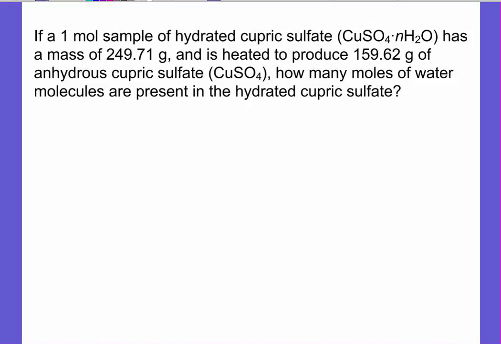Hydrated cupric sulfate has a mass of 249.71 grams and is heated to produce 159.62 grams of anhydrous cupric sulfate. How many moles of water are present in the hydrated cupric sulfate? Basically, one thing you can learn about different ionic compounds is a lot of them are kind of hydrophilic, like that one there. It actually sucks in water from the atmosphere because it really likes water. It happens a lot with something with sulfate in it because that's the conjugate of an acid, remember? It comes from sulfuric acid.